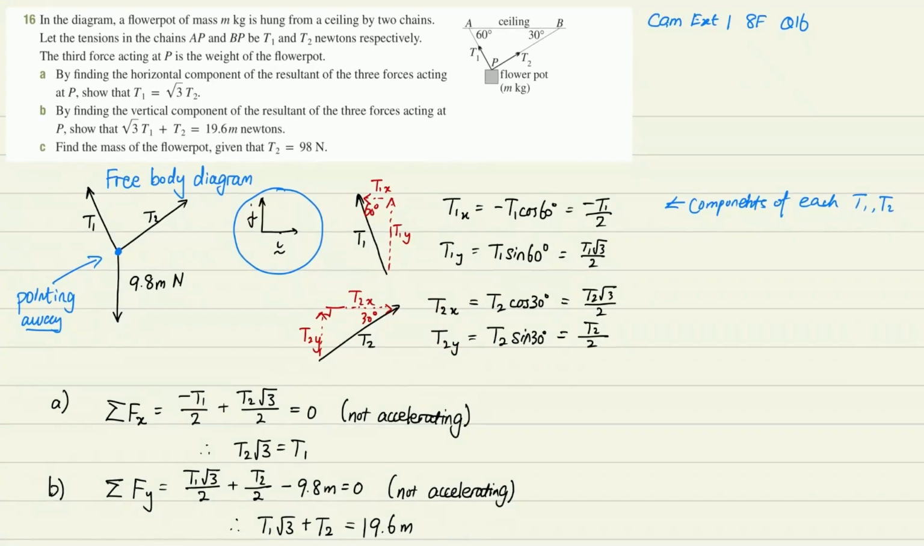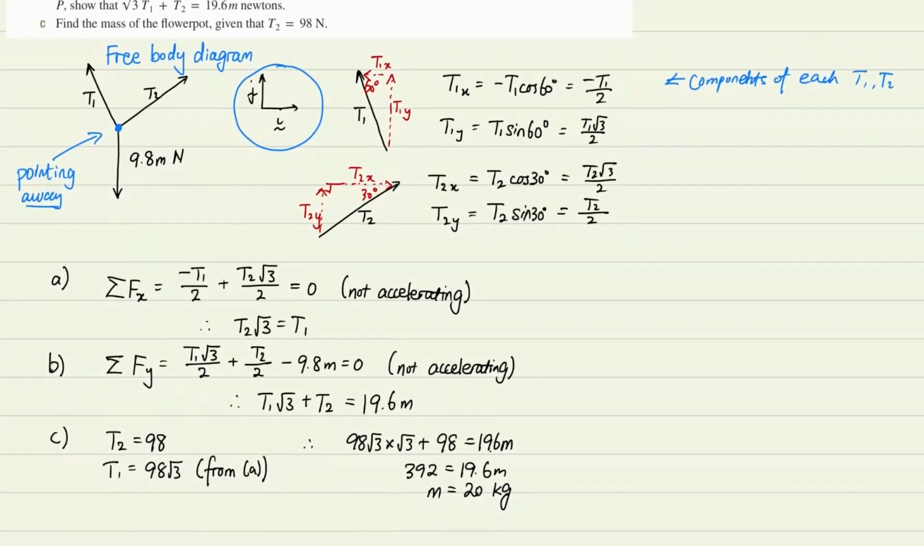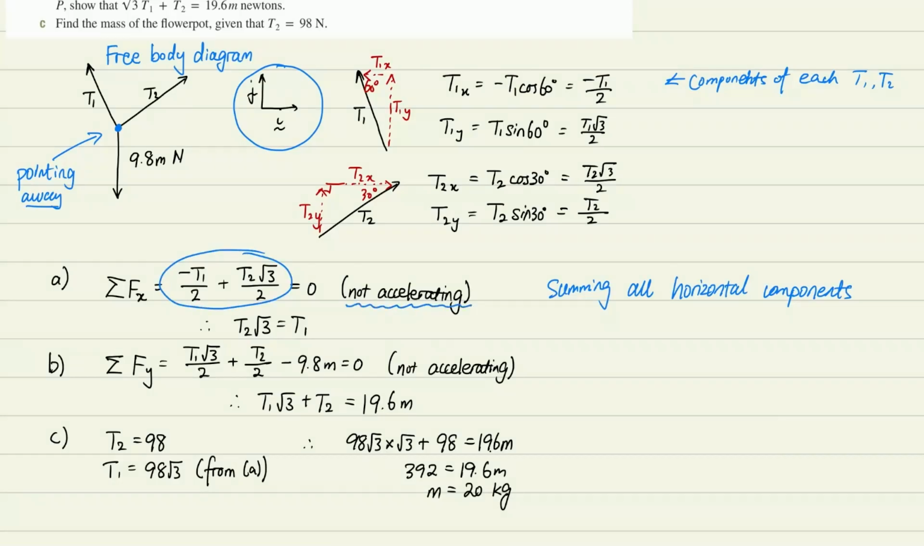When we actually get to answering the question, we have to talk about the net sum of the forces. What we are really doing here is summing all the horizontal components. We write them all on the left-hand side like this, and we equate it to 0. And we need to give a reason for why that is so. It's because the particle is not accelerating.